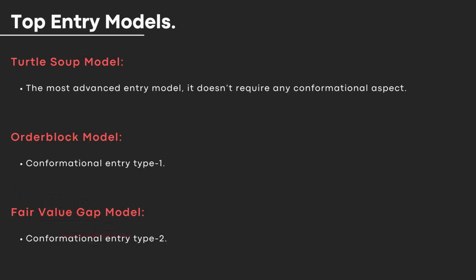The first one is the turtle soup entry model, right? It's the most advanced one and requires the most experience, chart time, and technical knowledge. Therefore, you should only be using it if you are an advanced trader. The second and third entry models are the order block and the FVG model, which both require confirmation and are more suitable for beginner and intermediate traders. Now let's discuss each one of them in detail separately.